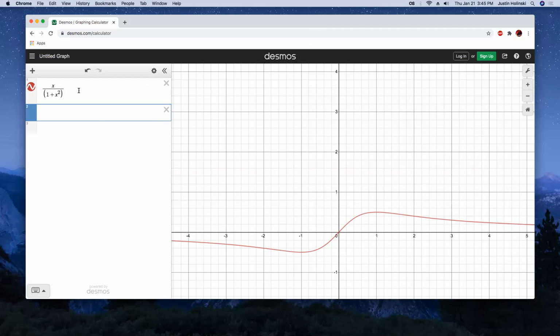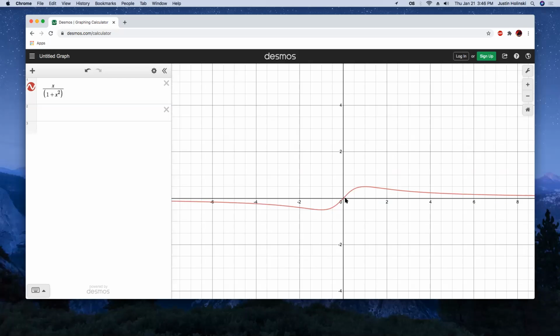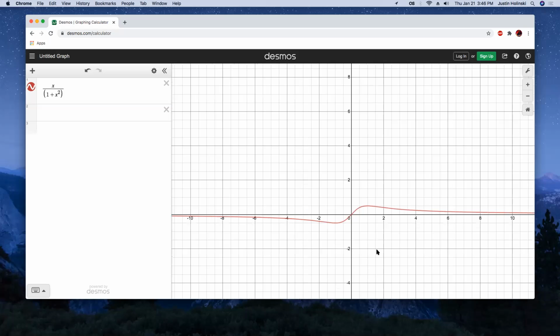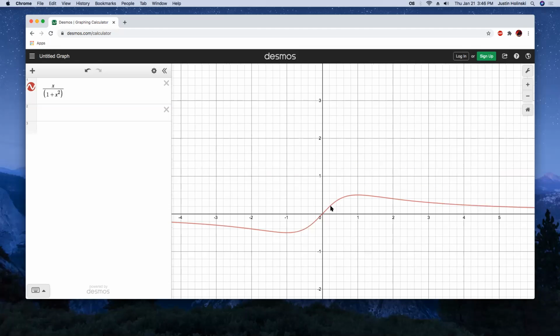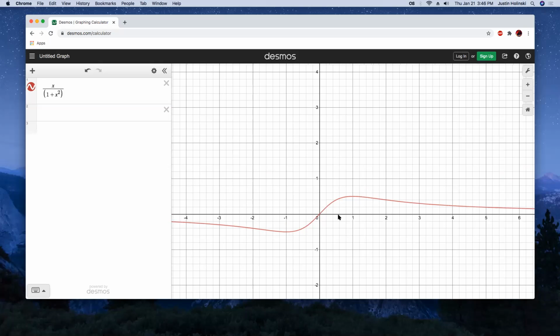So here we go. I've graphed the function, and there's something kind of interesting about this one. It is symmetric about a certain axis. We can see that whatever occurs to the right of the y-axis is equal to whatever occurs to the left. These areas are equal to each other. They're equal but opposite, since whatever occurs to the right is above the x-axis, and whatever occurs to the left is below the x-axis.